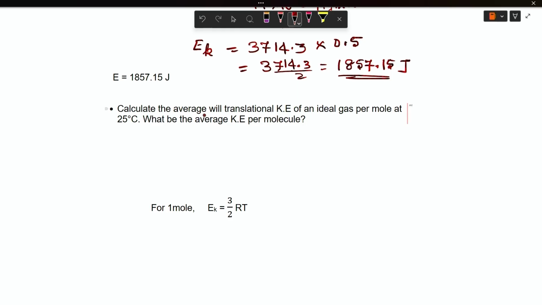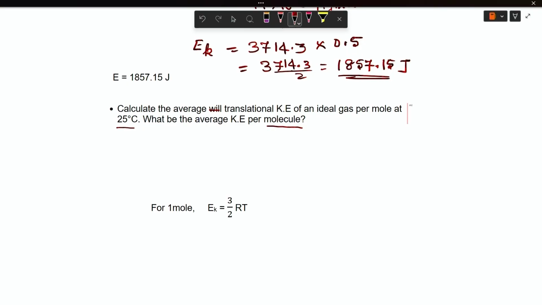Now, one more problem. Calculate the average translational kinetic energy of an ideal gas per molecule per mole at 25 degrees Celsius. What will be the average kinetic energy per molecule? So, you have to find out the average kinetic energy of an ideal gas for 1 mole, and also for 1 molecule what will be the kinetic energy.